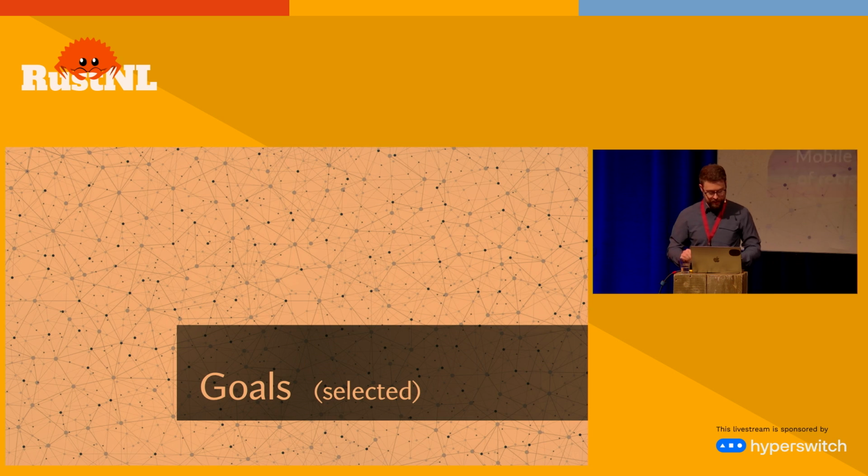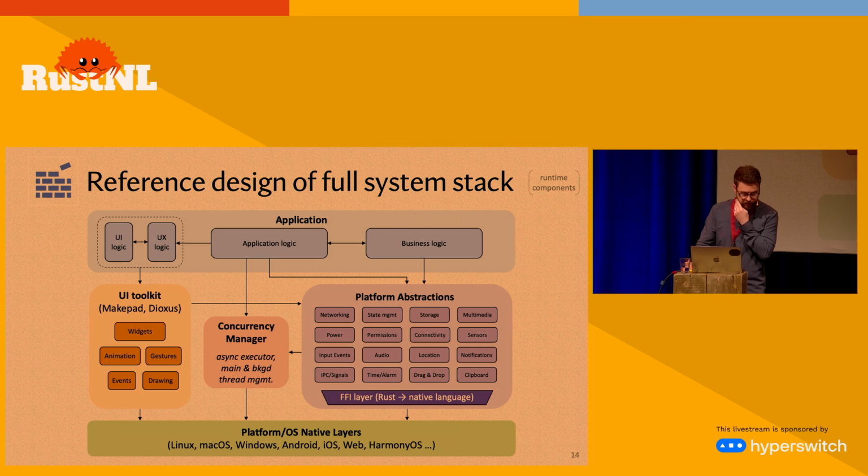So our goals are to address some of these motivating challenges and see if we can make things a little bit easier. The first one is that we want to create a reference design of the full system stack, where all of these independent projects come together in a way that is known to work and can be grabbed and used immediately by a developer who wishes to create an app in Rust. I'll talk more about this later, so we don't need to go into the details just yet.